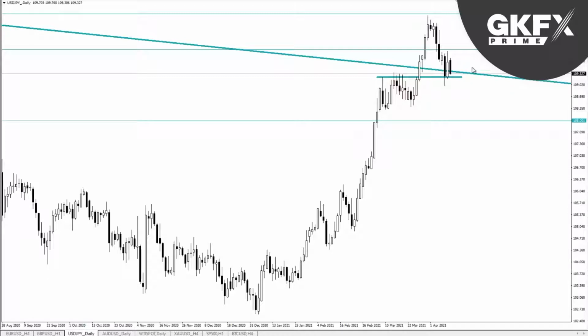Now, it's possible, and this is obviously a big long-term monthly zone, so we could drop further. We could drop down and sort of tag these previous lows down here, drop a bit deeper below the trend line and still rebound. But certainly it would be encouraging if we got a close back above 110, which is obviously a big number, and it would also mean that we're closing back beyond this declining monthly trend line.